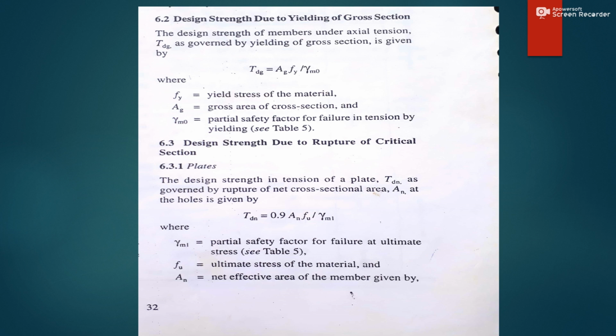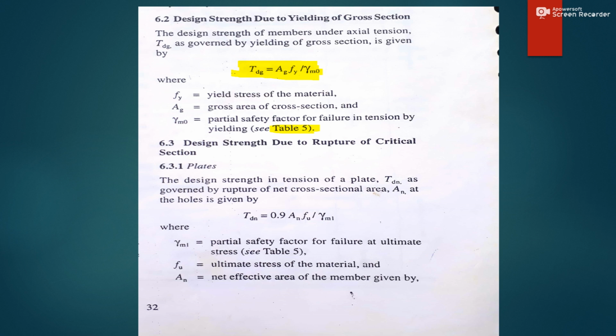So on page 32 you will get this information. You know that Fy is the yield strength, Ag is the gross area of cross section, and gamma m0 is the partial safety factor for failure in tension by yielding. You can refer to Table 5. Now we are going to the next one.